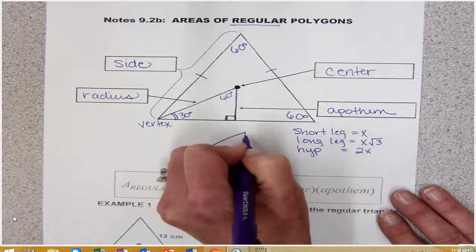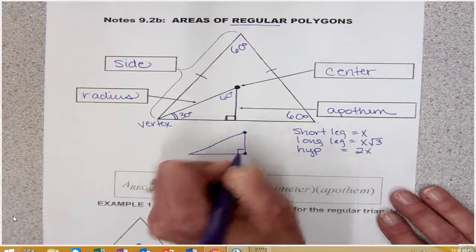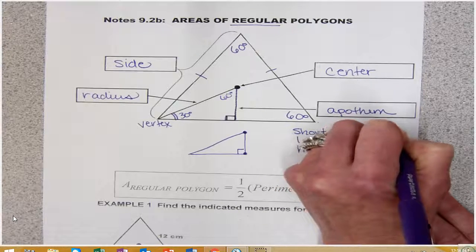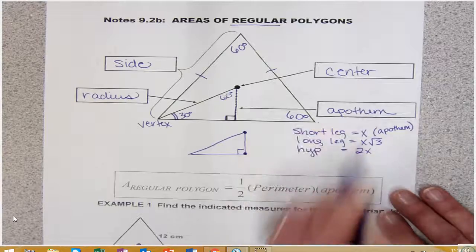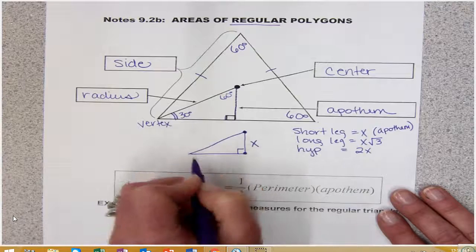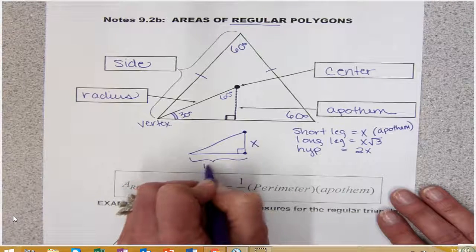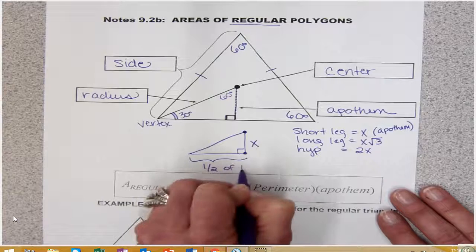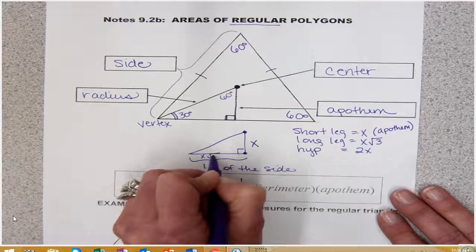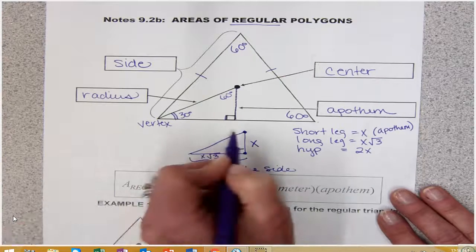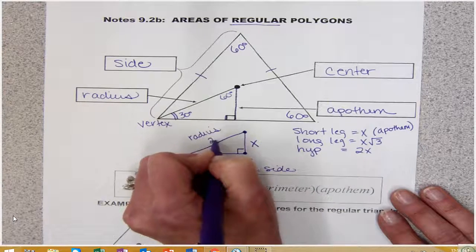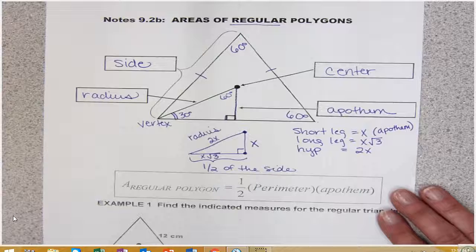So in this situation with the triangle, my short leg, which is also my apothem, is going to be my X. This will be X, and this, the long leg, is going to be half of the side, which is your X square root of 3. And your radius will be 2X. Alright?